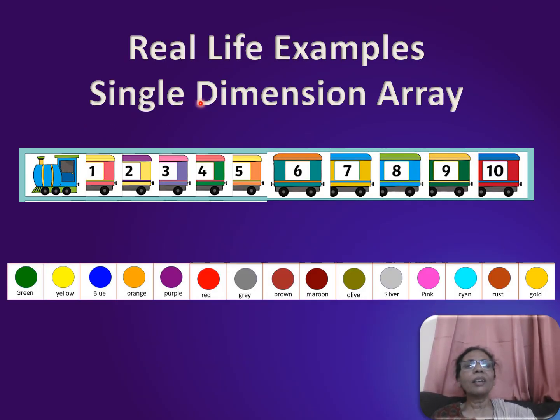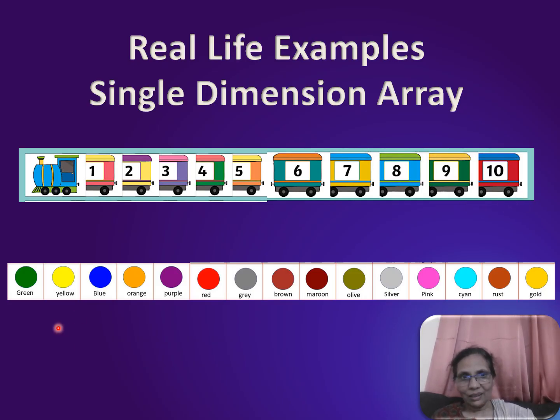These are a few real life examples of single dimension arrays. These are the compartments of the train. So the train is considered as a single dimension array where the index is 0, the engine is at position 0, then various compartments numbered from 1 to 10. So in all there are 11 cells.